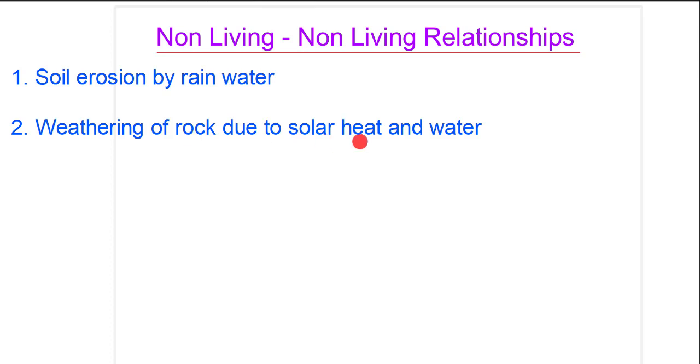Weathering of rocks is due to solar heat and water. When there is very hard sunlight, the rock gets heated. Then sudden rain comes, and the rock gets cracked. Rock breaks into small pieces there. It takes a long time, millions of years. Weathering of rock: rock is non-living, solar heat non-living, water non-living. Please write it down, children. 30 seconds is enough for this.